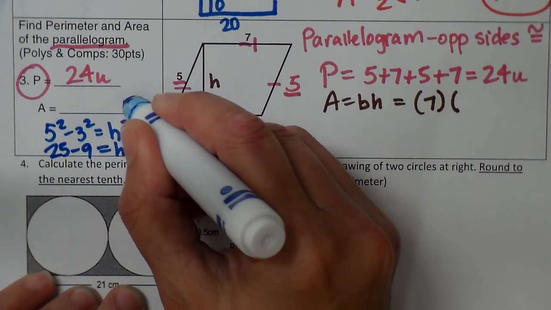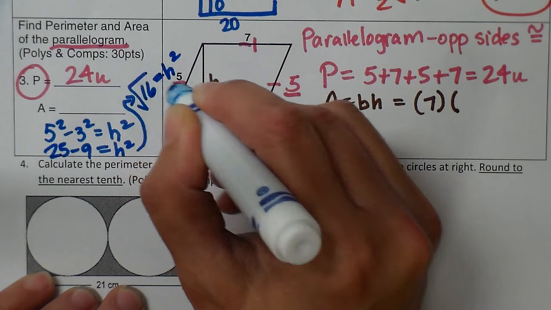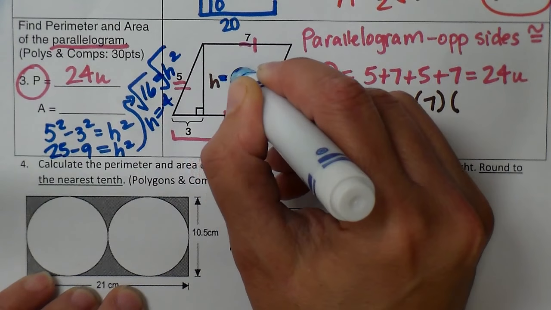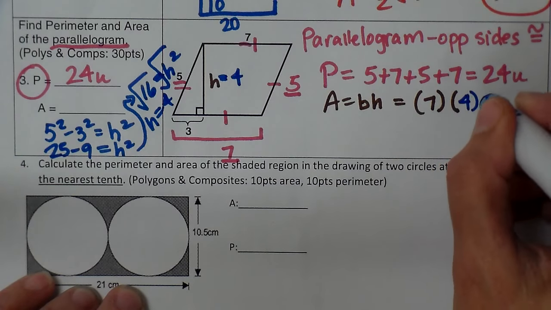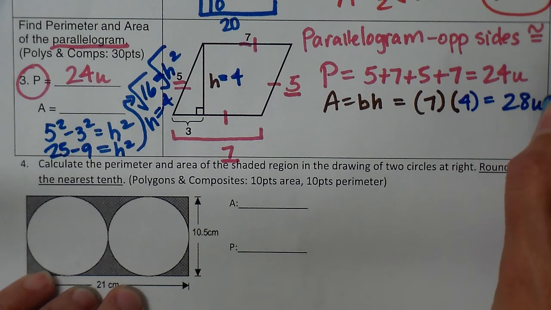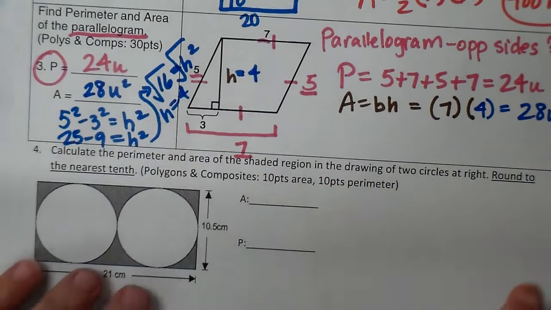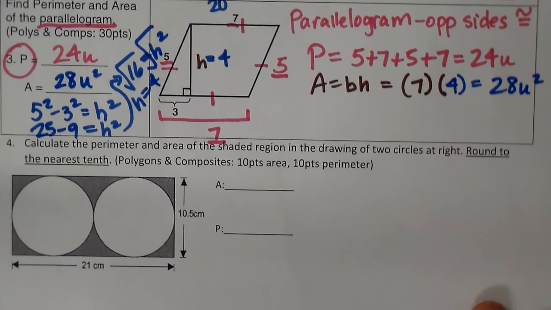which I'm going to come over here because I'm running out of room. So 16 equals h squared. I'm going to take the square root of both sides. So my height is 4. So to find my area, it's 7 times 4, which is 28 square units. But you had to use Pythagorean theorem to find the height. Okay? Now, let's look at the next one.